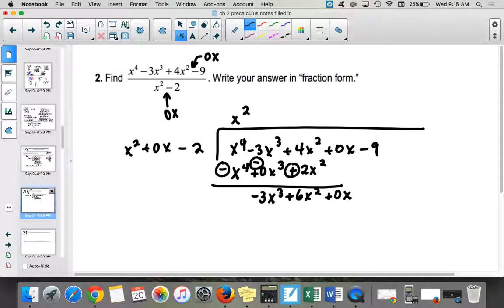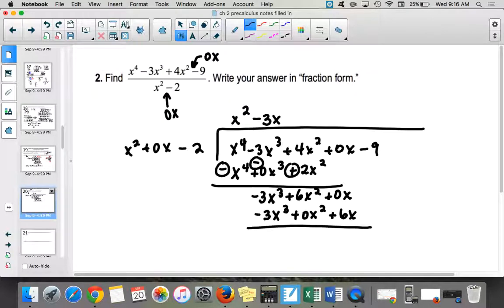So we say, what do we multiply x squared by in order to get negative 3x cubed? You guys see those? Here and here. So we need what? Negative 3x. Is that making sense with our x squared, x's, numbers? Yeah, we're good. So now we take our negative 3x and we multiply by all 3 things. So negative 3x times x squared is negative 3x cubed. Negative 3x times 0x is 0x squared. Negative 3x times negative 2 is positive 6x.